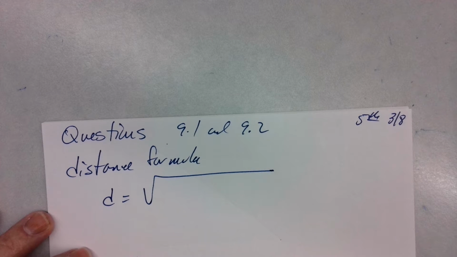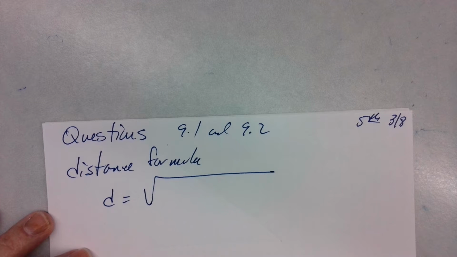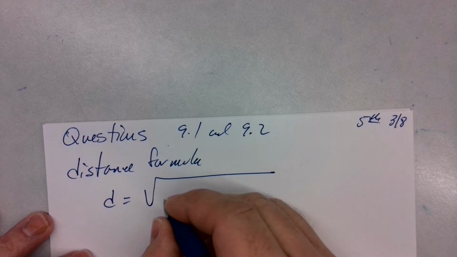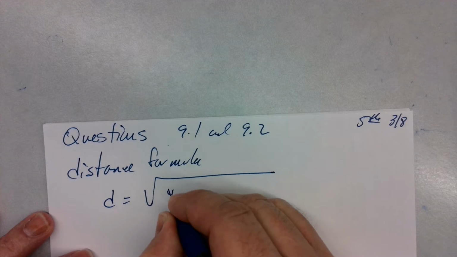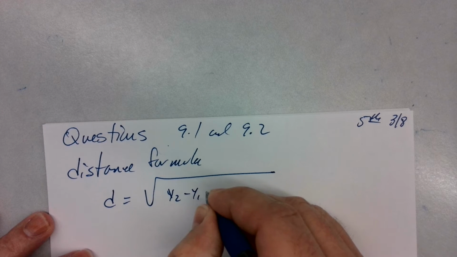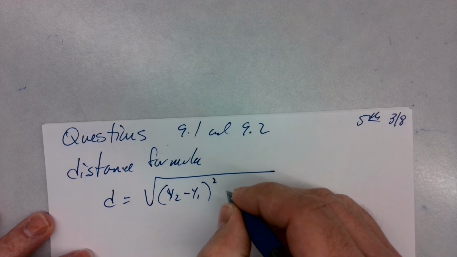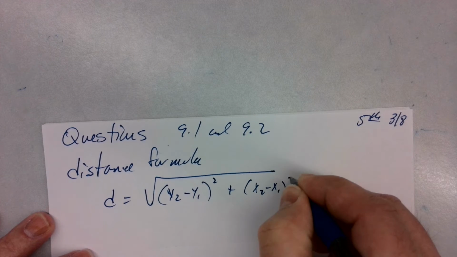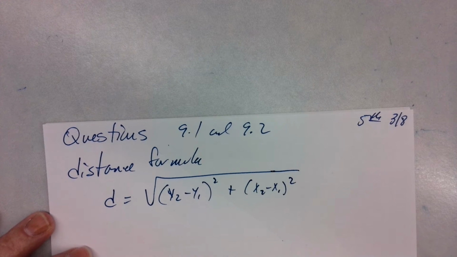Nobody's ever seen the distance formula? Oh, good job. You saw that. What do you got for me? The square root of y2 minus y1 squared, plus x2 minus x1 squared. I remember this.